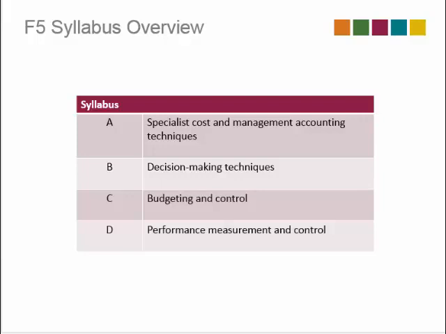Syllabus Area A then is about the different techniques which can be used to assist management. So here we're looking at things like activity-based costing, target costing, life cycle costing, throughput accounting and environmental management accounting. These techniques aim to give management accountants more information on which decisions can be made. So it leads nicely into the second syllabus area, which is about those decision-making techniques.